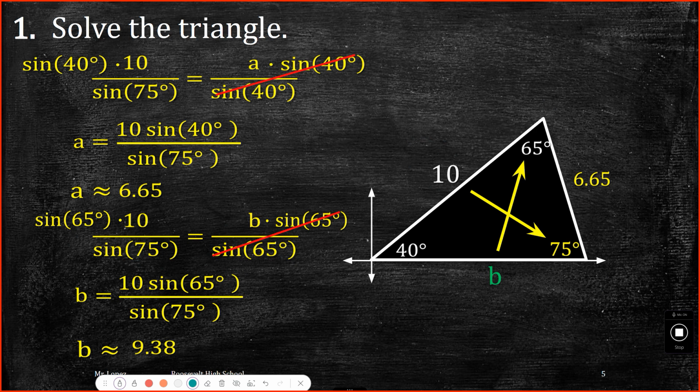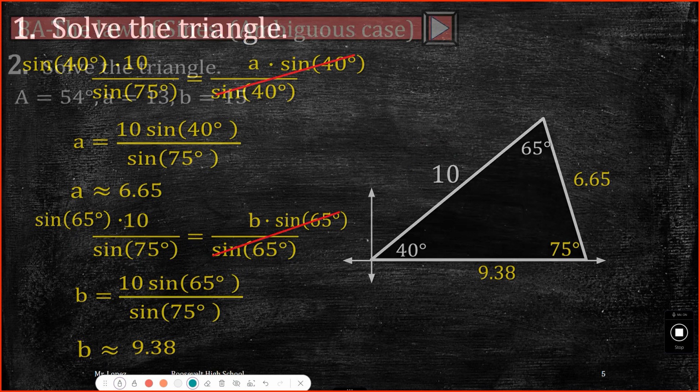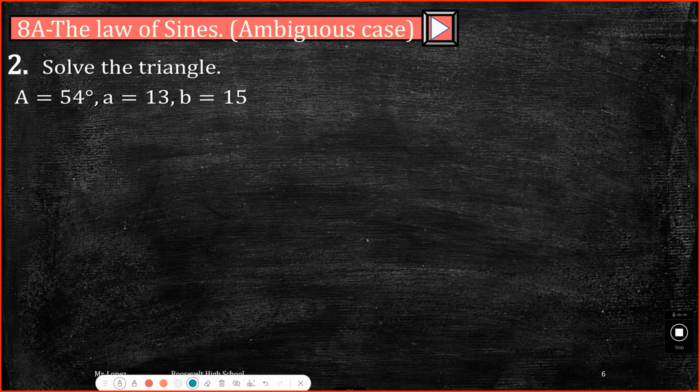Who remembers doing this last year in geometry? If you don't fully remember, that's okay. This is taught in geometry as well, supposed to be. And we solved this non-right triangle. That was pretty easy. This is getting a little more weird, this ambiguous case.